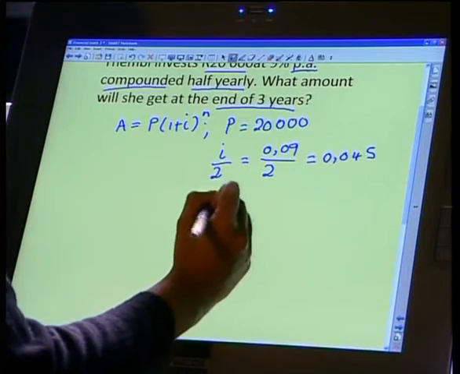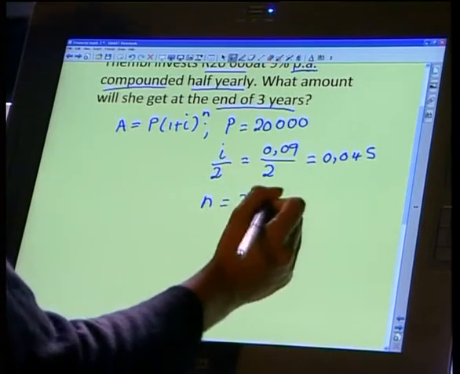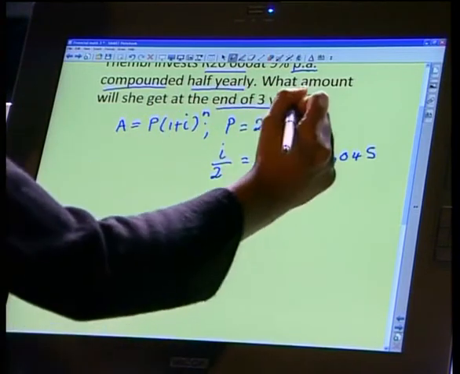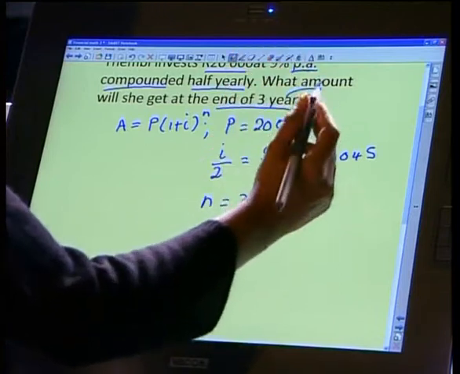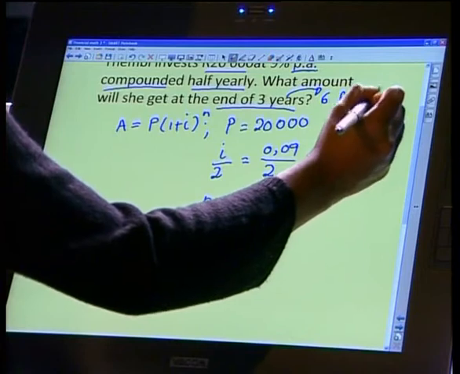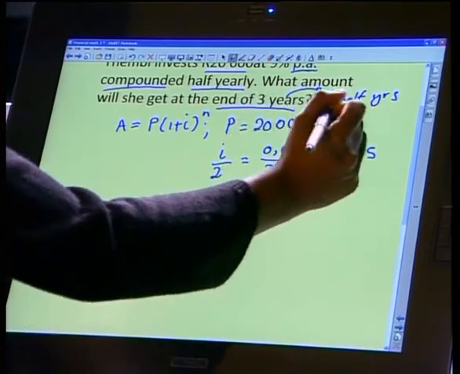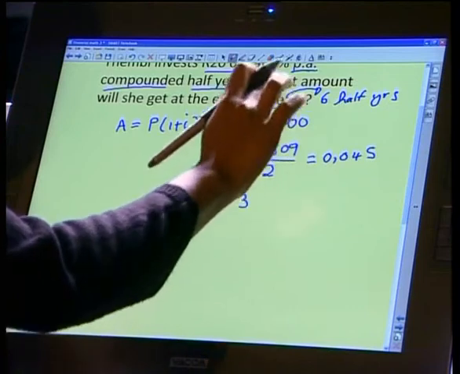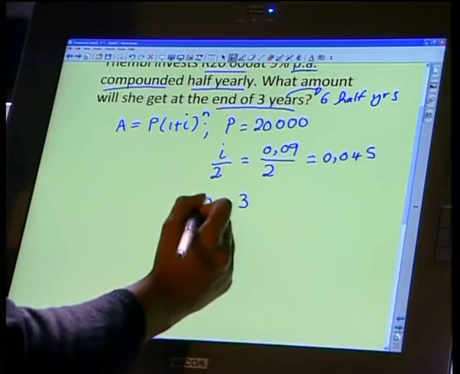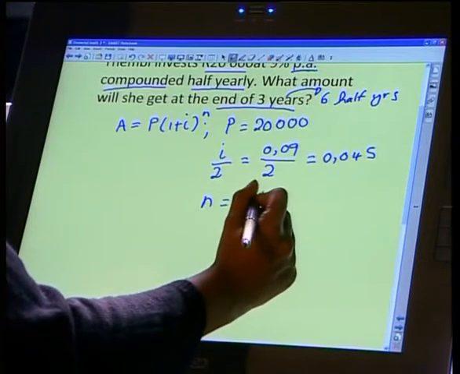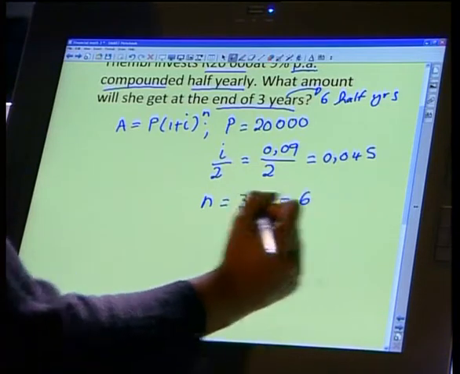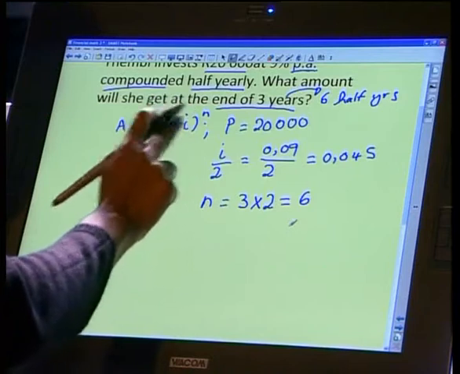And we know that N here is equal to 3. But this is going to require a change when we put it into the formula, because in 3 years, we have 6 half years. So in 3 years, we have 6 half years because interest is being added every 6 months. So the effective number of periods we're going to use here is 3 times the number of compoundings. So 3 times 2, which is 6. That's the number that we are going to put into our formula.